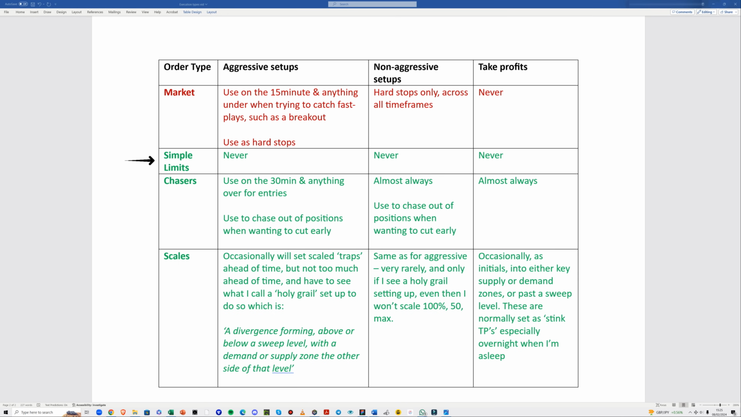Next, on to limit orders. So you can see here, simple limits. I basically just put this in just to show you guys because the two most common order types are market orders and limit orders. Simple single limits I never use. So you can see aggressive setups, non-aggressive setups, and take profits. Simple limits are used in none of these instances. That being said, I do use forms of limit orders, so we can get right into that. And these are the two unique execution types that I want to sort of impart in this video, okay?